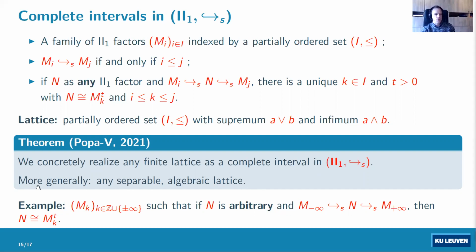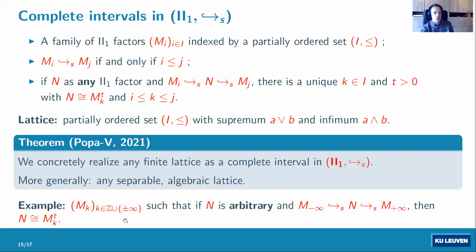And this can be pushed further to so-called separable, as we have seen as a notion, algebraic lattices. Now, I will not go into the definitions of this, but this means that even quite a lot of infinite lattices with suprema and infima and a few other properties can be realized as such complete intervals of 2-1 factors.